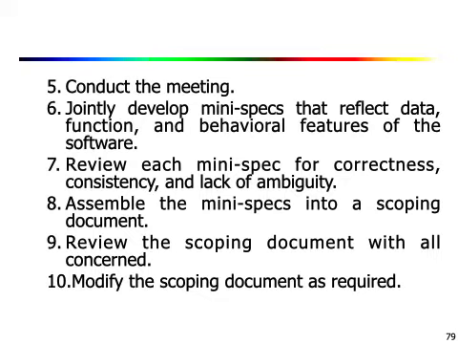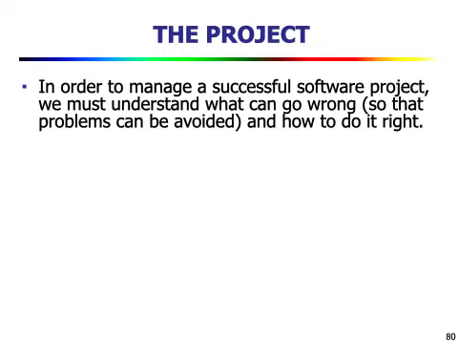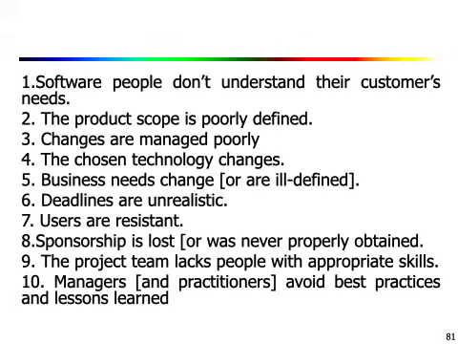Okay, process management. And finally is the project. In order to manage a successful software project, we must understand what can go wrong so that the problems can be avoided, and how to do it right. Okay. So John Reel defines 10 signs that indicate that an information system project is in jeopardy or in a problem. Okay, so these are the 10 signs.